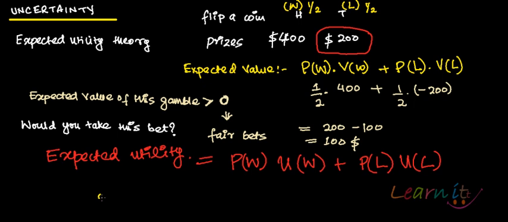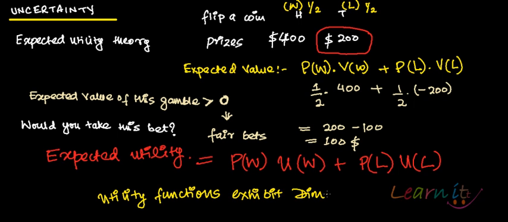So utility functions exhibit diminishing marginal utility. You understand this thing, and because of this diminishing marginal utility, the happiness which you derive from winning this bet would be lesser than the pain which you will have from losing this bet. Okay, so how do you calculate expected utility? I'll just let you know in a moment, but this is the way.